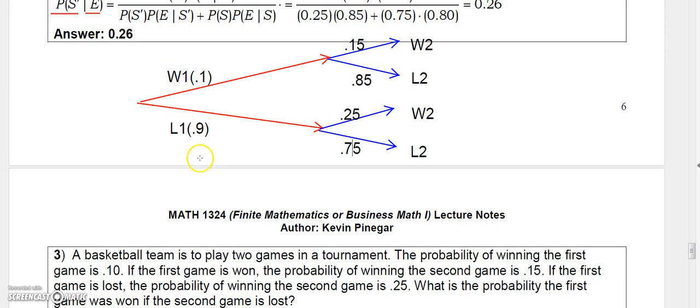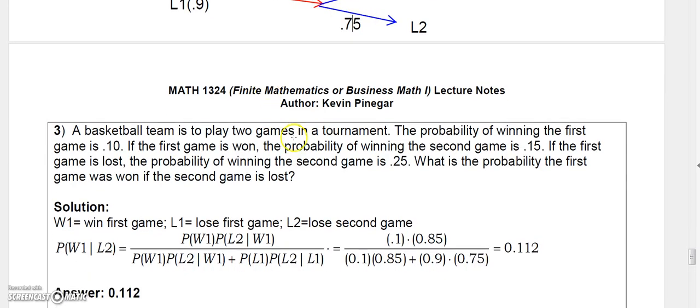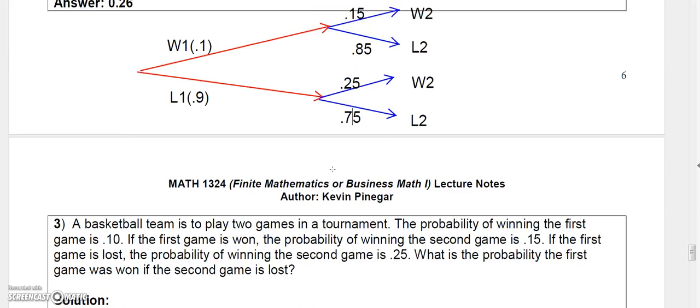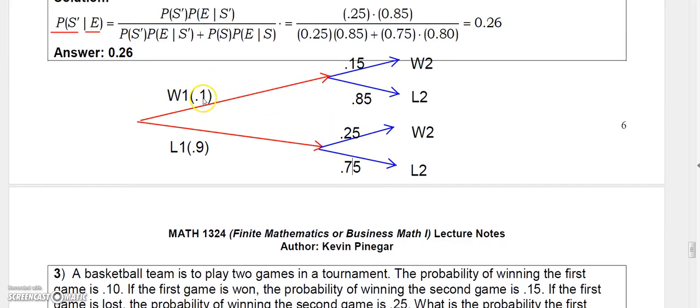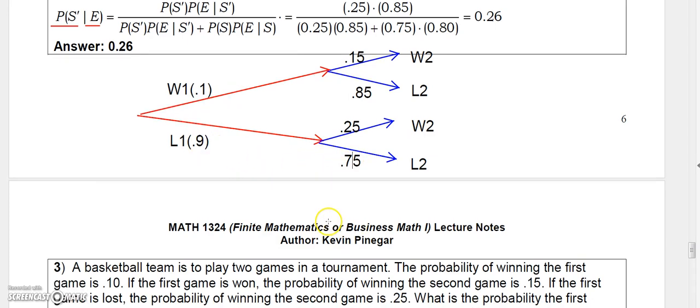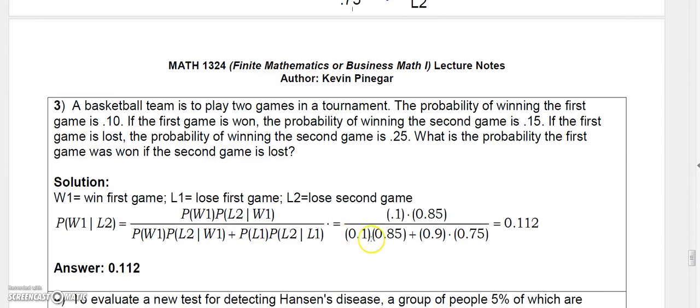So remember the numerator, just follow the path from win 1 to lose 2, so that would be 0.1 times 0.85, and that's going to be our numerator, which you can see right there, 0.1 times 0.85, and then all paths to lose 2, 0.1 times 0.85 plus 0.9 times 0.75 is the other path to lose 2. So put that in the denominator, and then grab your calculator and get 0.112 for the answer.